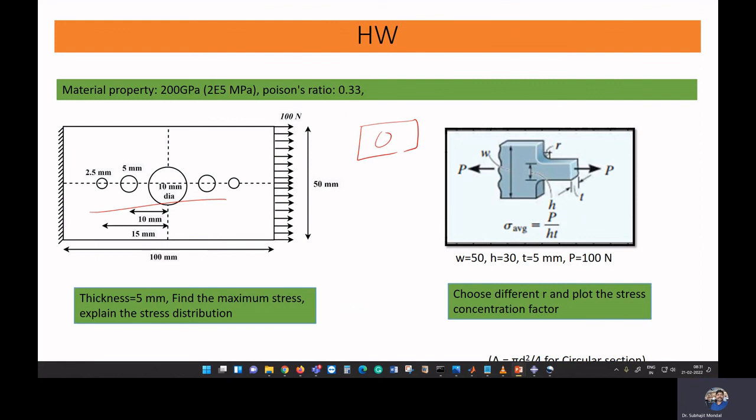Next, we are going to model a plate where there is a sudden change in the cross section, and this cross section we will initially consider as a rectangular section. We'll see how our stress concentration factor, or our maximum stress, is affected by the R parameter, or by the R by H and H by W parameters. That we are going to see. And next, we will see how we can define material property in nonlinear analysis.